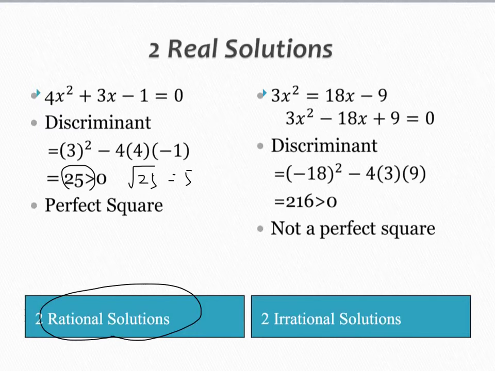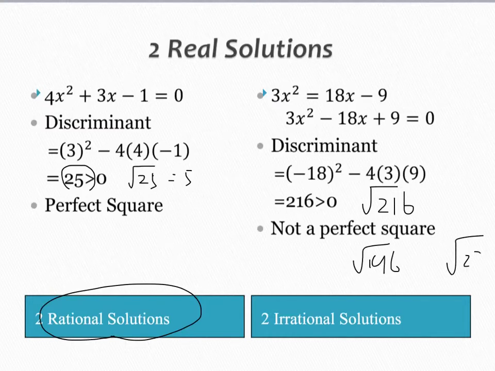When the discriminant is not a perfect square, in this case, the discriminant is 216. Square root of 216. So this number is an irrational number, right? Square root of 196 is 14 and square root of 225 is 15. So in between, square root of 216 will be 14 point something something, right? Never ending, never repeating. So it's not a perfect square. It will be two irrational solutions.